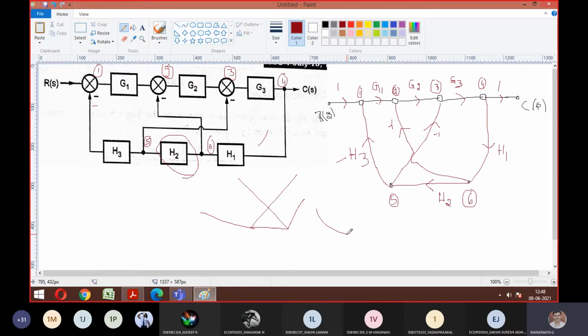If you want, you can give a curve. If you want, you can give a straight line. However you want the alignment, you can make it. So I hope everyone got an idea how to write a signal flow graph from the given block diagram. Am I clear? Am I clear till here? Yes, sir. Okay, good.